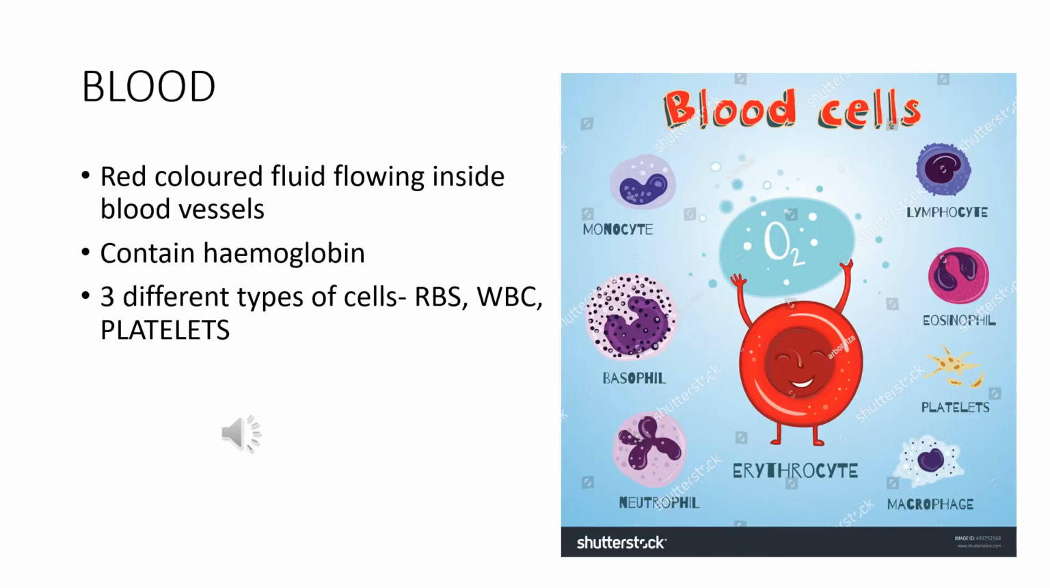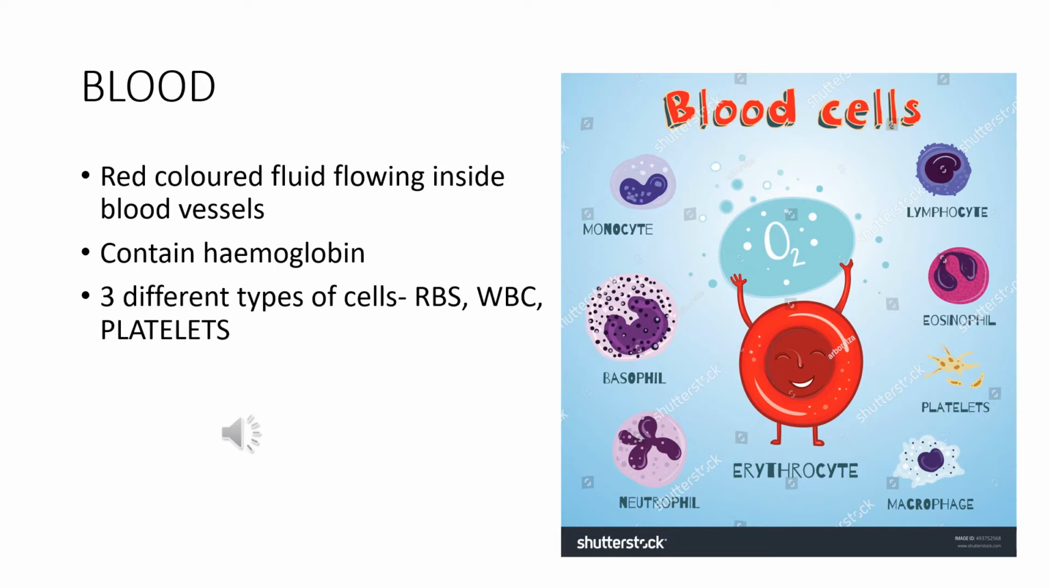In the circulatory system, oxygen and carbon dioxide, nutrients and other metabolic wastes are transported to different parts of the body through a medium. That medium is known as blood. Blood is the red colored fluid that flows inside our arteries and veins. The blood has the red color because it has a pigment which is known as hemoglobin. The hemoglobin imparts the red color to the blood.